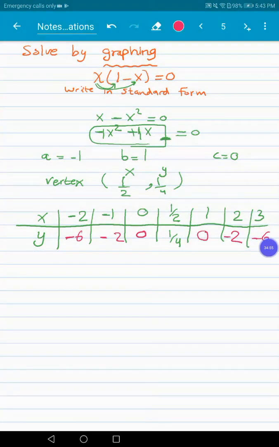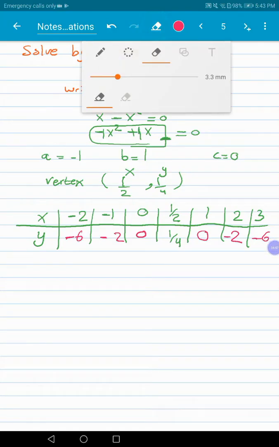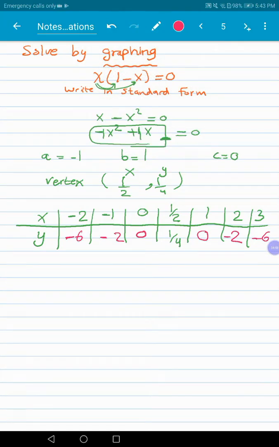Okay, so now we found the values of x and y. We need to plot them. Look at values of x. They range from minus 2 to 3. The values of y are from 1/4 to minus 6. So most values will be below the x-axis. Let's make the xy coordinate.